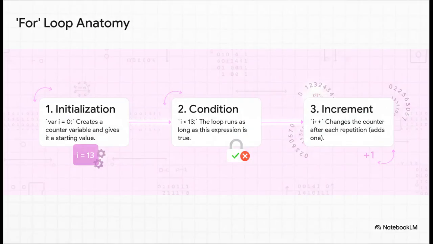So how does this thing actually work? Well, every for loop has 3 key parts. First up, the initialization. That's where we set up a little counter variable and give it a starting point, usually 0. Second, you've got the condition. This is the rule the loop checks every single time. As long as it's true, the loop keeps running. The second it becomes false, it stops. And finally, there's the increment, which just updates the counter after each pass, usually by adding 1.